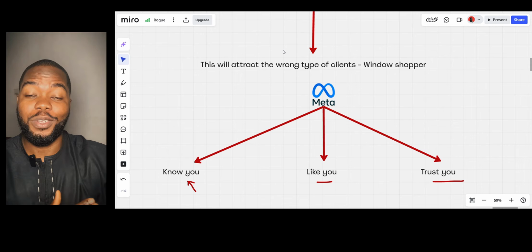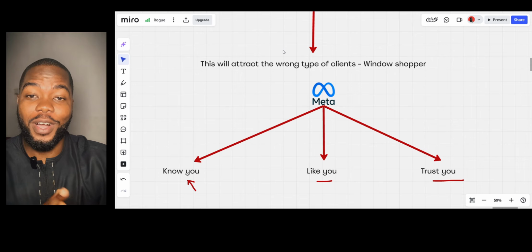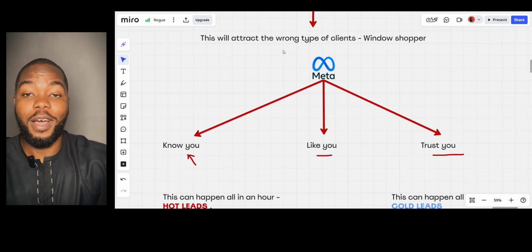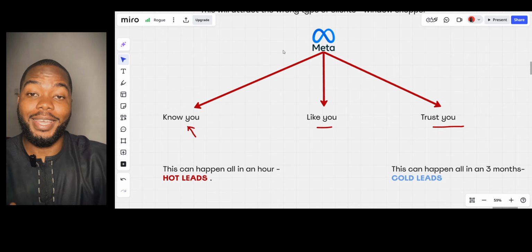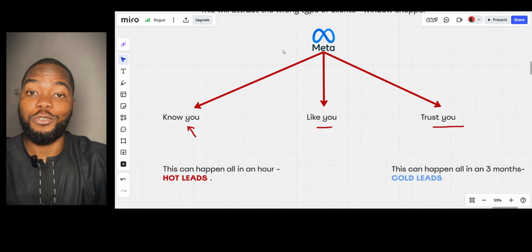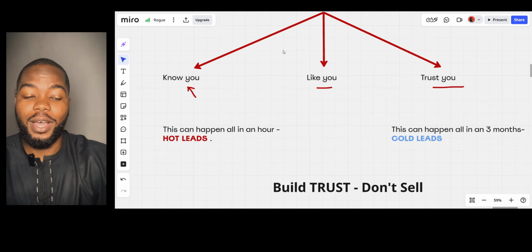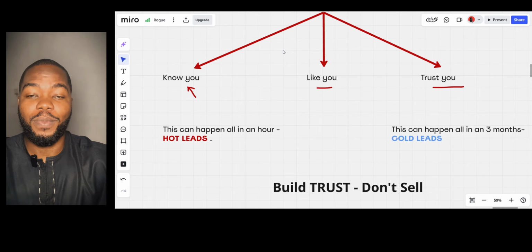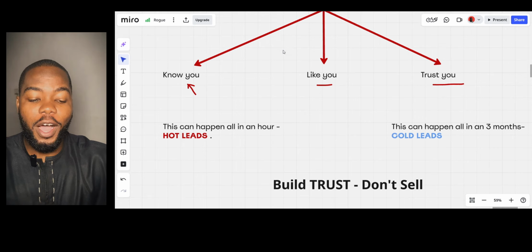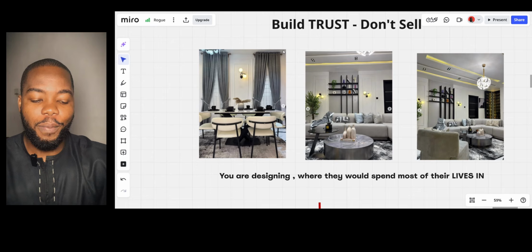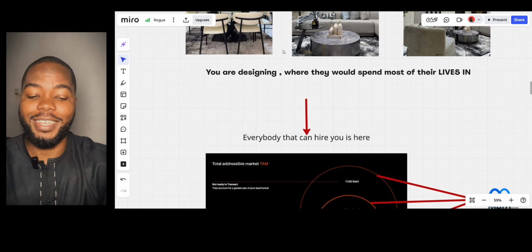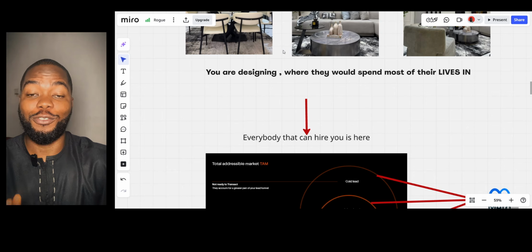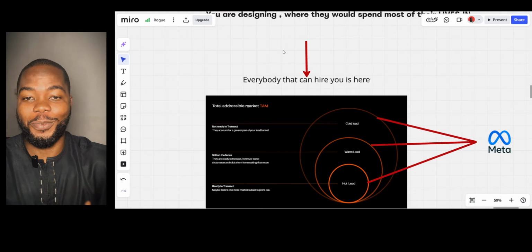For someone to hire you, they have to know you, like you, and trust you. And it's very hard to have this done from a simple graphic text. Now, this can happen in an hour. A lead might see your advert today and go through your page, and they're ready to work with you. And sometimes it can happen in 3 months. However long this happens, you have to build trust, not sell. Because look at it this way, you are designing where they will spend most of their lives in, and they want to be sure that they can trust you with these heavy tasks or responsibilities.